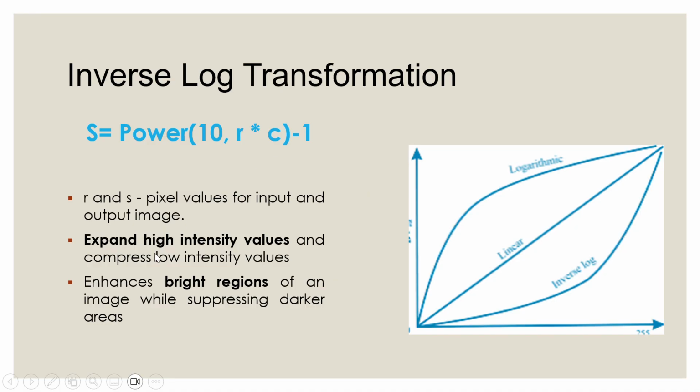So here the inverse log transformation expands the high intensity values and compresses the low intensity values. It enhances the brighter regions of the image while suppressing the darker areas of the image. Log transformation is usually used to brighten the darker images, whereas this one will compress the brighter regions into narrow darker regions.